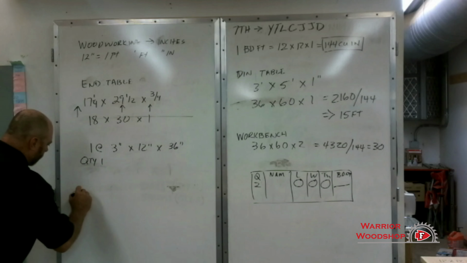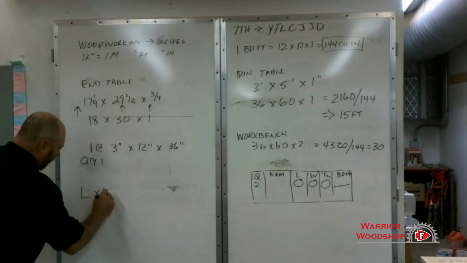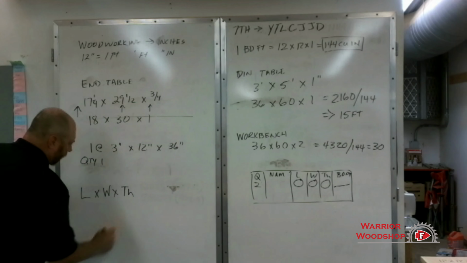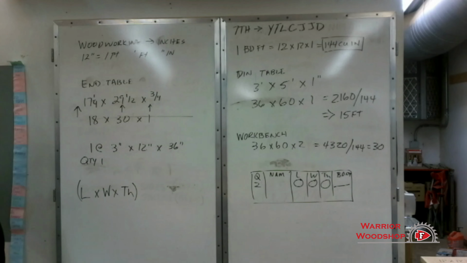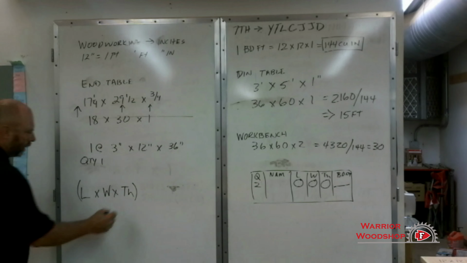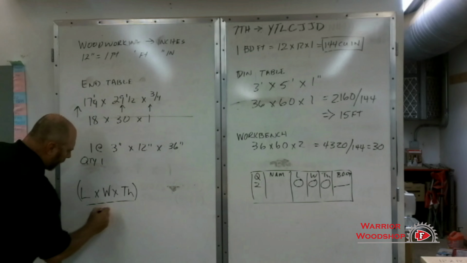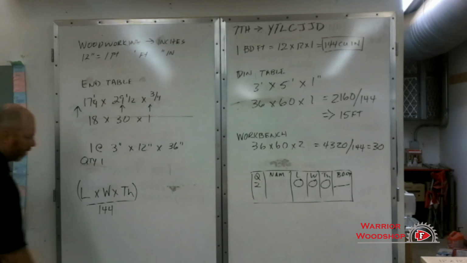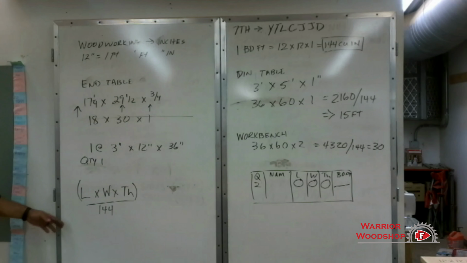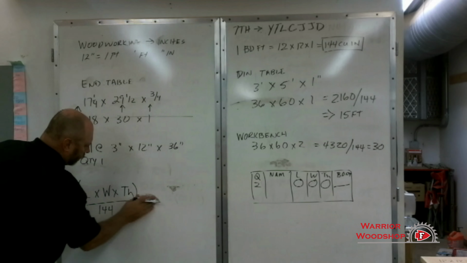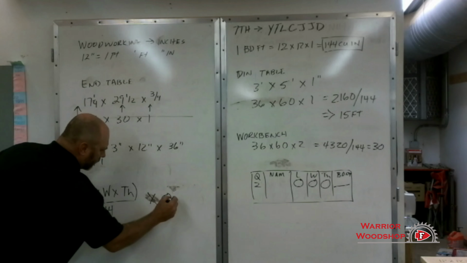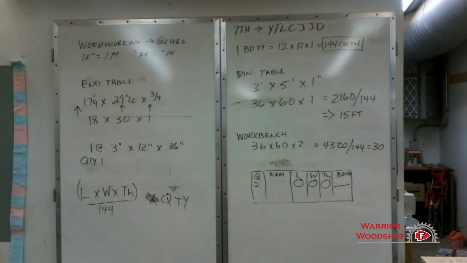I'm going to write it up here. Your formula that you're going to use today: length times width times thickness. Everybody got that? You're going to divide that by 144. Everybody good there? Then at the end, you multiply times the quantity. Simple enough, hopefully.